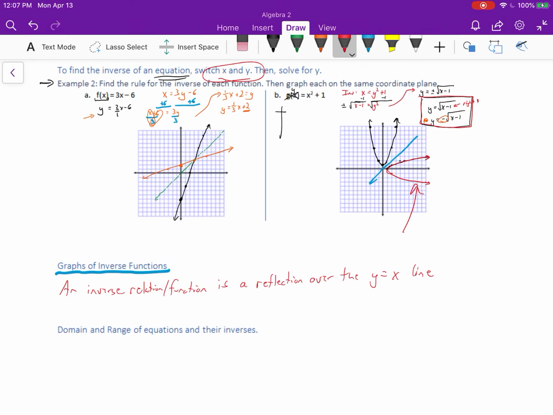All right, domain and ranges of inverses. Well, this will fit with the switching of x and y. We switch x and y. Well, x has to do with the domain and y has to do with the range. So if we switch them, they'll be switched for the inverse as well. So the domain of a function is the range of the inverse. And the range of a function is the domain of the inverse, because we're switching the x and y.